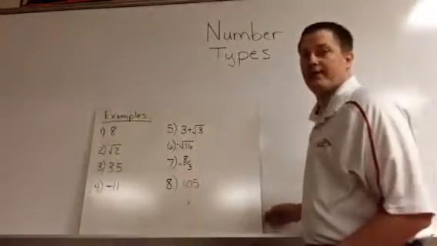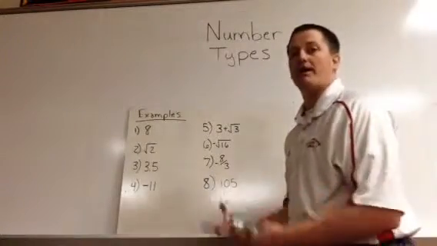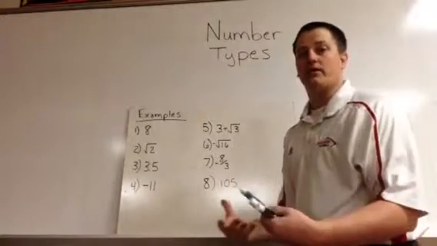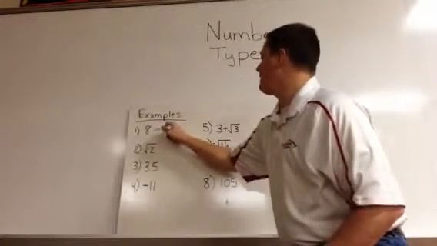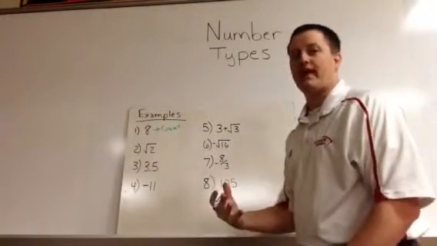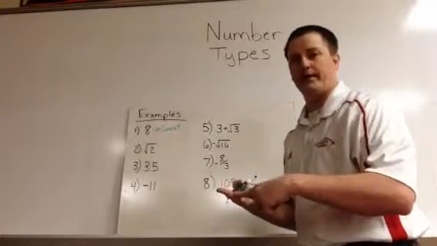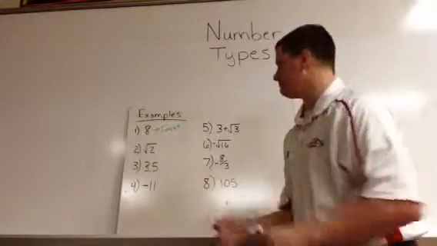Now let's do some example problems. For 8, if we're looking at what type of number that is, well, we can count to 8. We do it all the time if we're counting people. So this would be considered a counting number. Because it's a counting number, it's also a whole number, it's also an integer, it's also a rational number, which means it's also real.